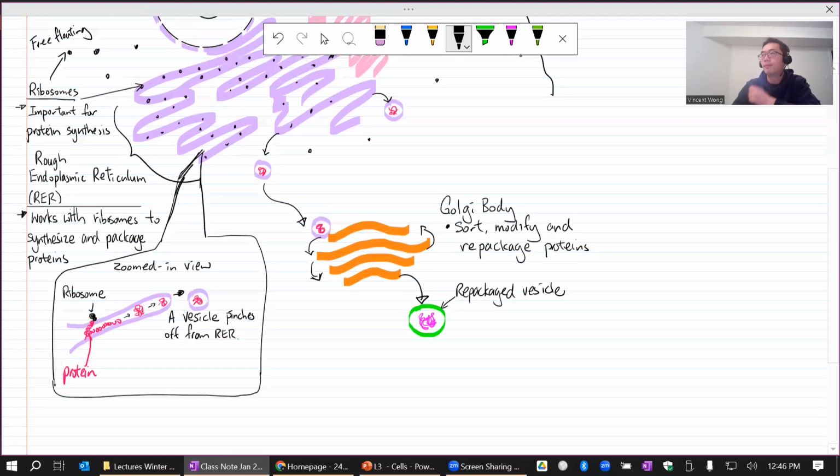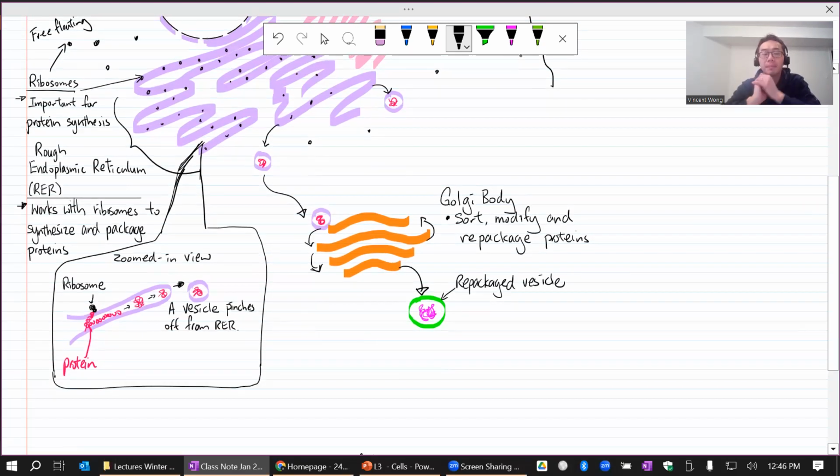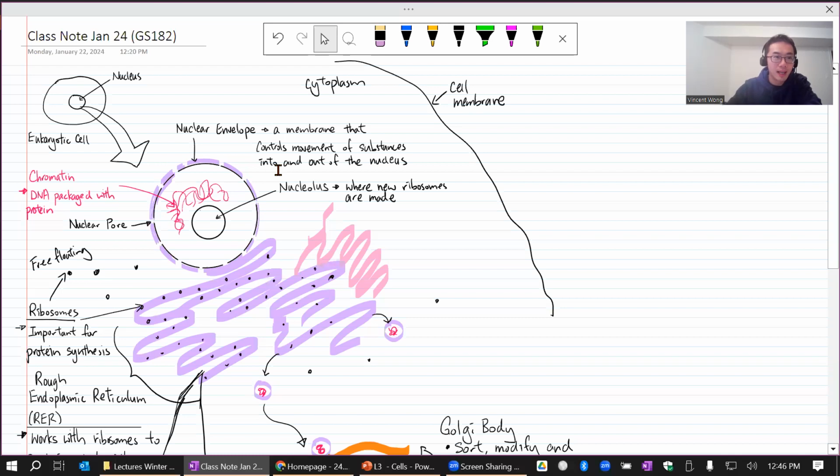Okay, so for this RER, is it both in the plant and the animal cell? Is this a plant cell or the animal cell? Excellent question. This is just a eukaryotic cell, okay? Let's say this is animal for now. Okay, animal. But it's in the plant cell as well. Plants also have the rough ER. We'll talk about the distinction between plant and animal cells later, but for now it's just a eukaryotic cell.